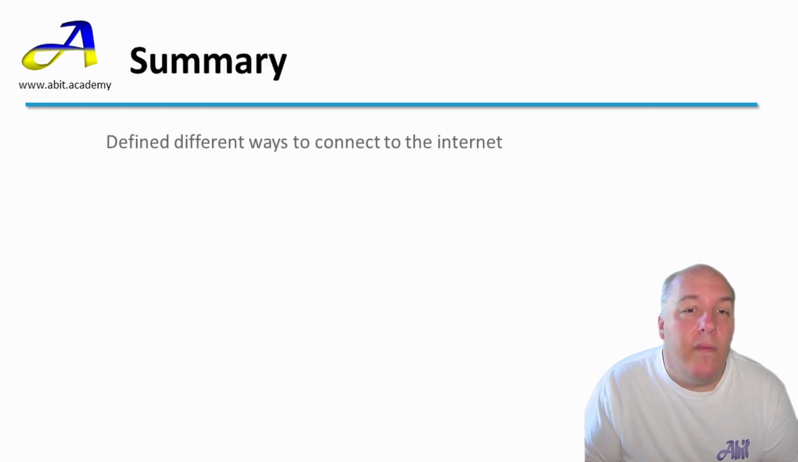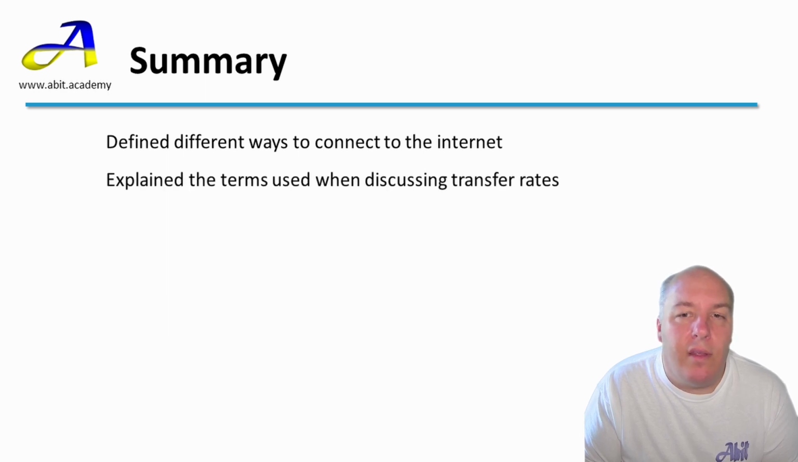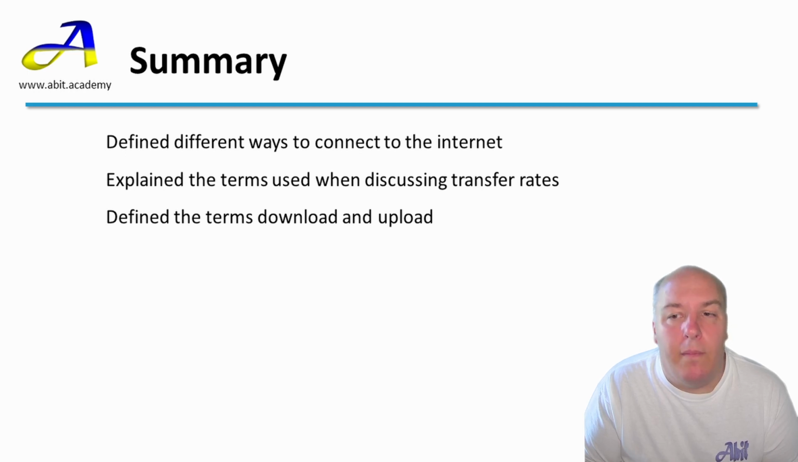In summary, we have identified different ways to connect to the internet, including dial-up, broadband, WiMAX and satellite. We have broken down the terminology used when discussing transfer rates, such as kilobit, megabit, gigabit, and in particular, we looked at the difference between bit and byte, so how a kilobit differs from a kilobyte, for example. I've explained the term downloading, which is transferring something such as a file from the internet to your own device, and uploading, which is transferring something from your device up to the internet.